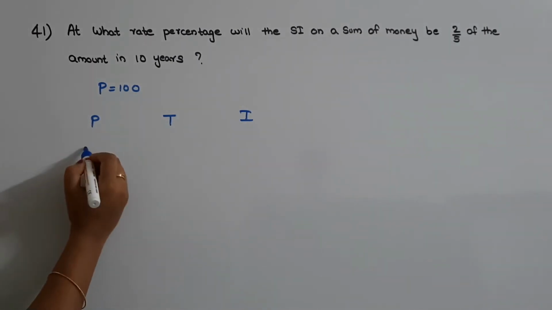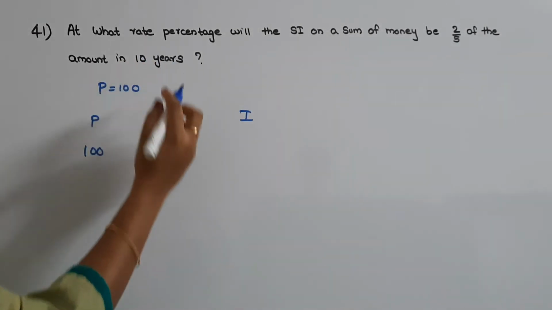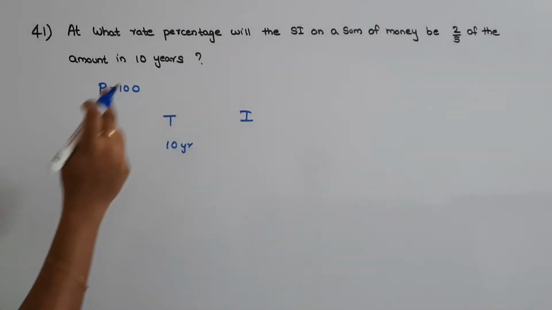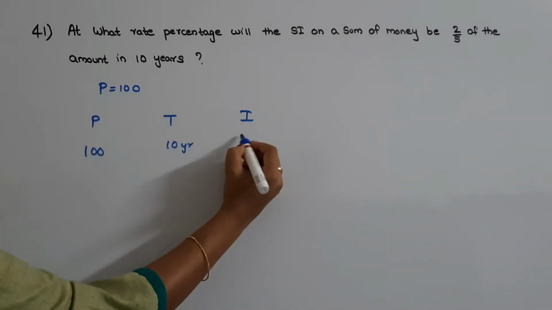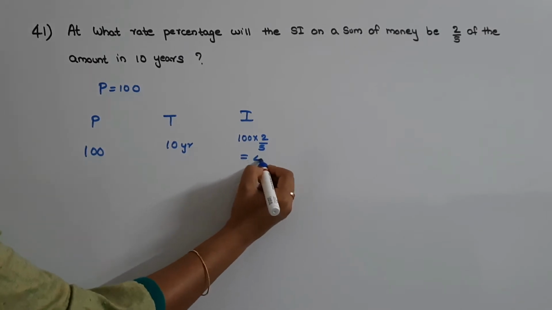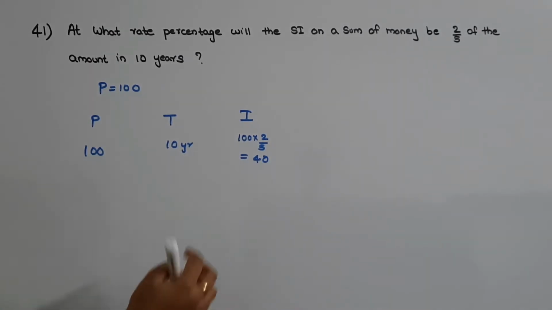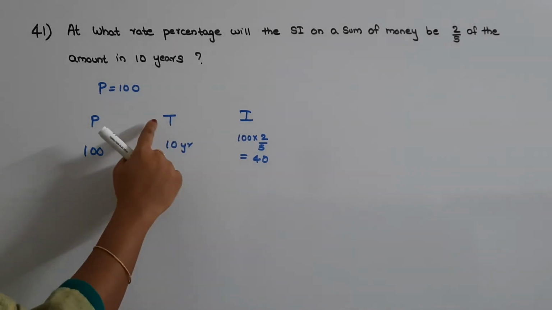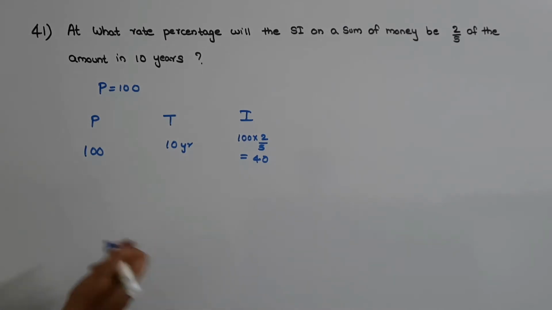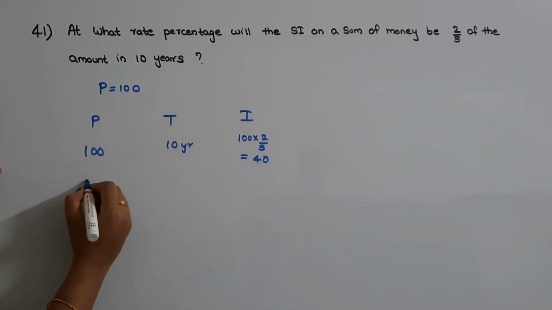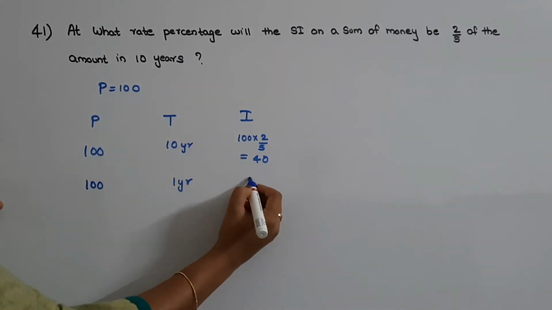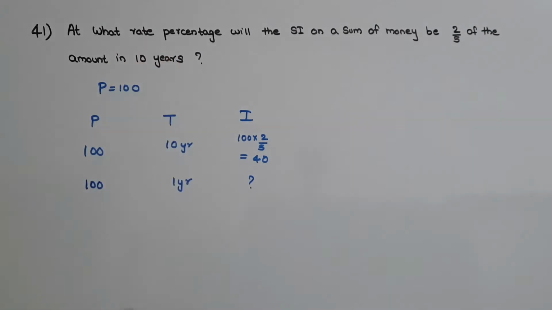So if the principal is 100, in 10 years, the interest is becoming 2/5 of the principal. That is 100 into 2/5. That is equal to 40. Okay. So the interest is becoming 40 in 10 years. Then they are asking what is the rate of interest. Rate of interest is equal to the interest when principal is 100 and time period is 1 year. So by finding this value, you will get the value for the rate of interest.